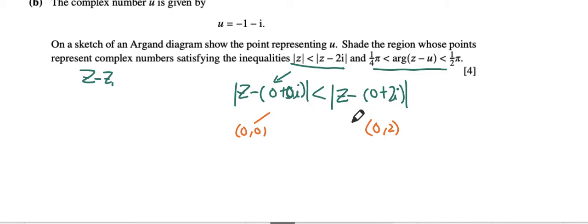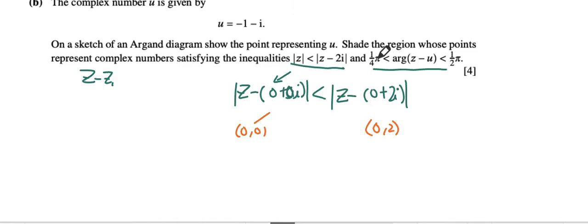So the region that you have to shade is the region that is less than the second region, z minus 0 plus 2i. So you have a line that's dividing these two. What is that line? Once I've drawn it, I'll understand. And then the region that you have to shade is z minus the first one, which is less than. So that's where we have to shade. Okay, now let's look at the next one.